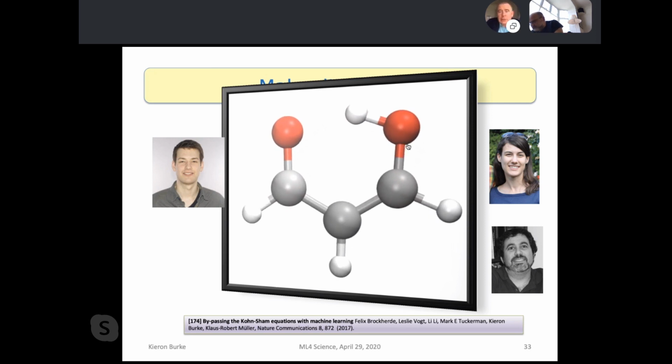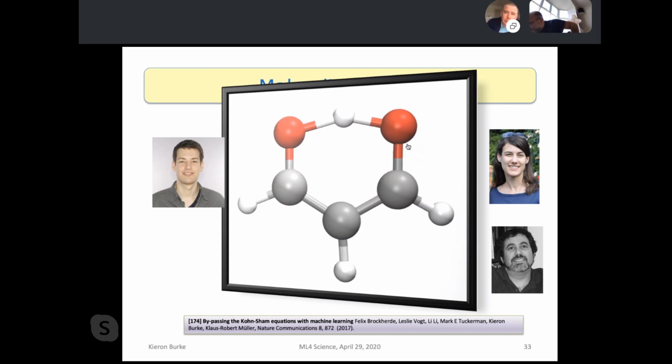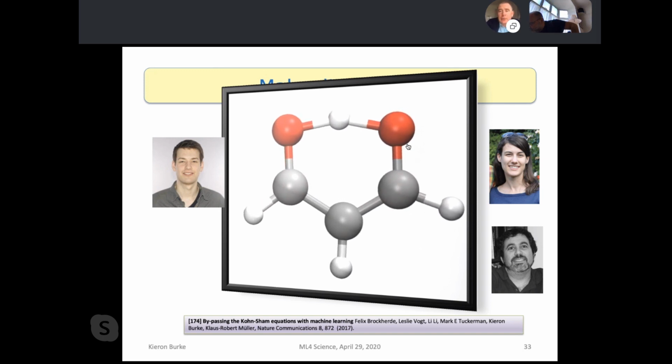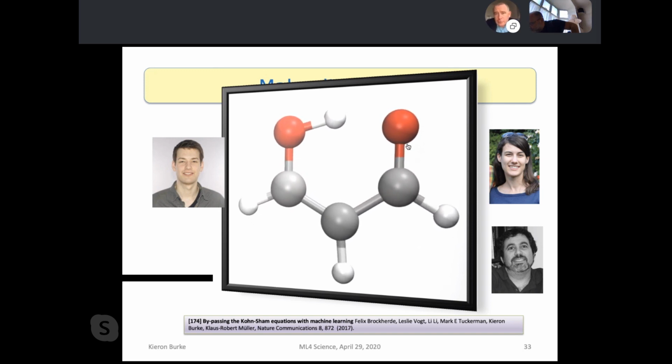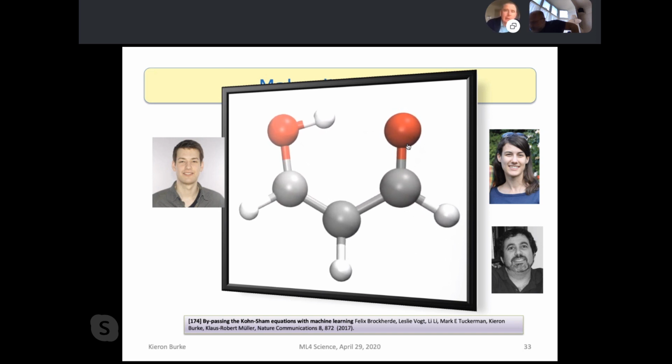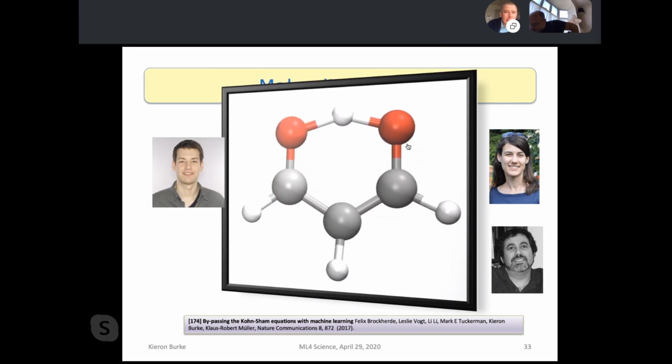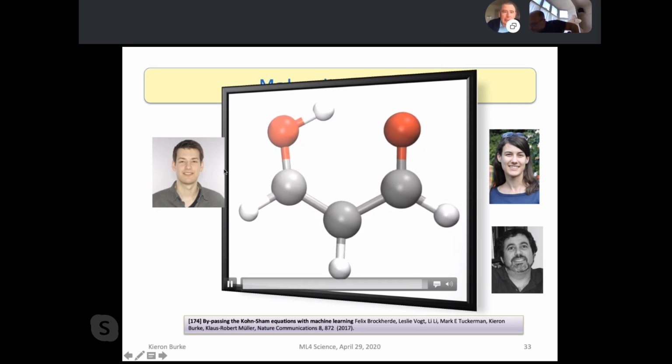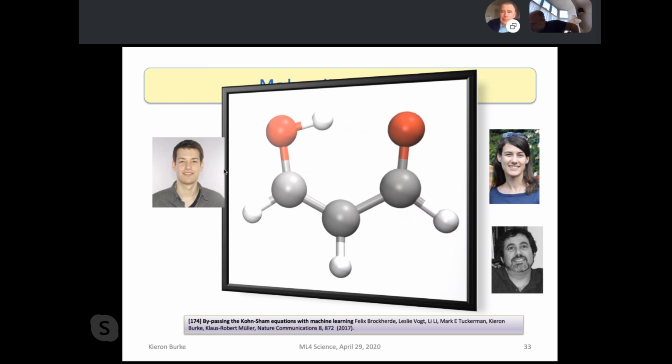And of course, the energies are not as accurate at the instant of the proton transfer. And in fact, if you really want to get this accurate, you have to do quantum nuclear motion and include that. And this was mostly the thesis work of Felix Brockert, who now is part of a little startup in Berlin, one of the computer scientists. And then on the right there, we have Leslie Vogt and Mark Tuckerman, who did a lot of the work, and they're the experts in the molecular dynamics part of that. And that one was very nice and got a lot of attention.